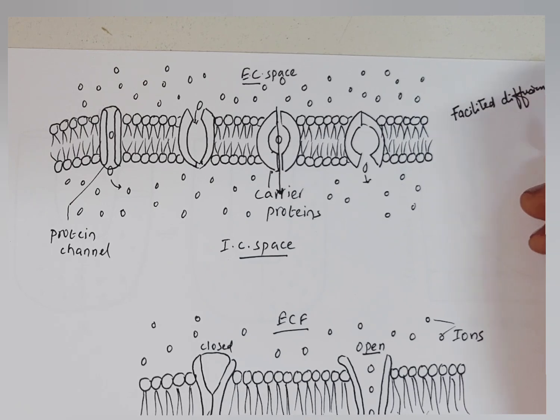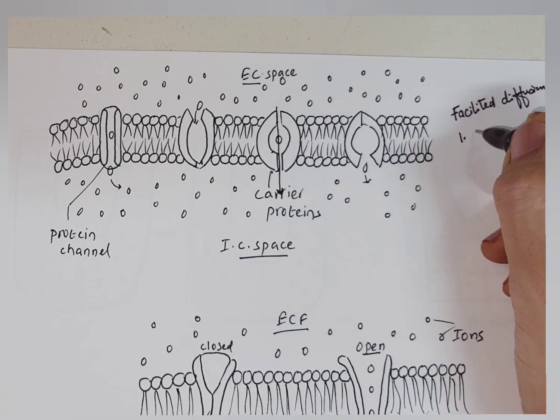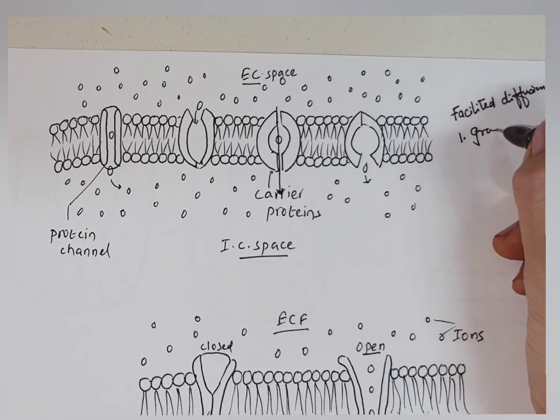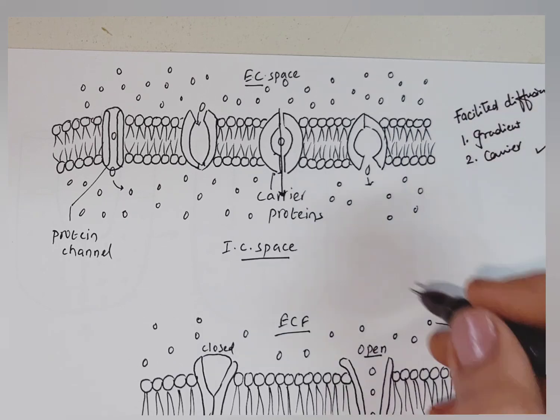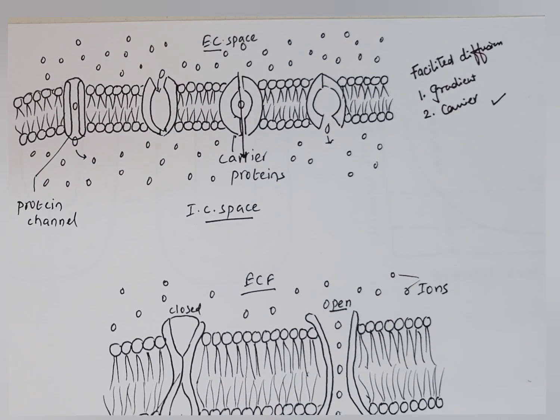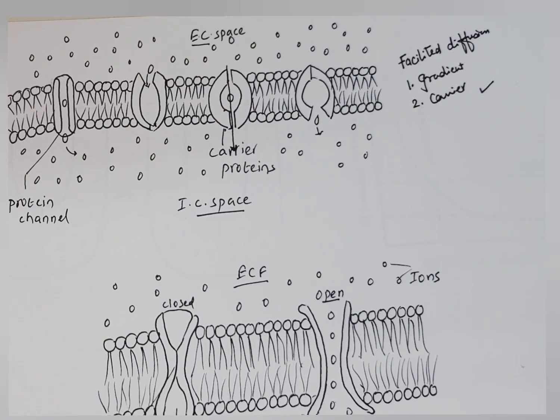So two things are required. Number one, gradient, high to low, and number two is carrier. In simple diffusion, only gradient is required. So this is the difference between simple and facilitated diffusion. In facilitated diffusion, not only is the gradient required, but the carrier molecules are also required.